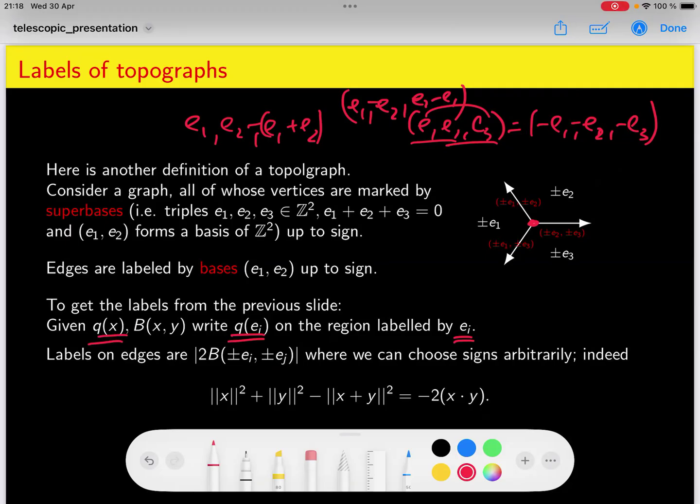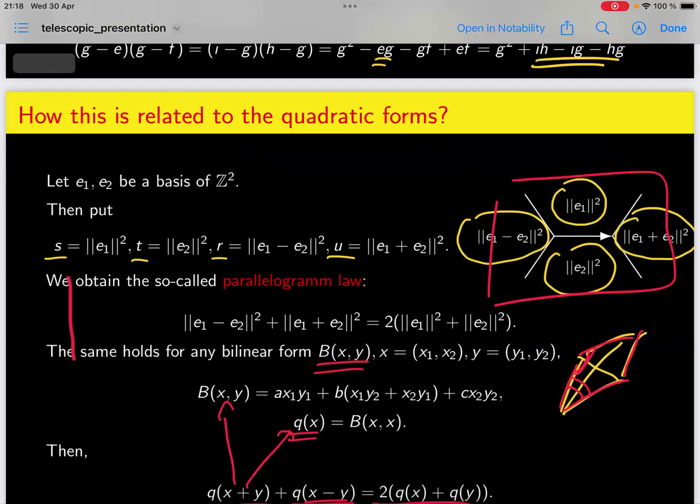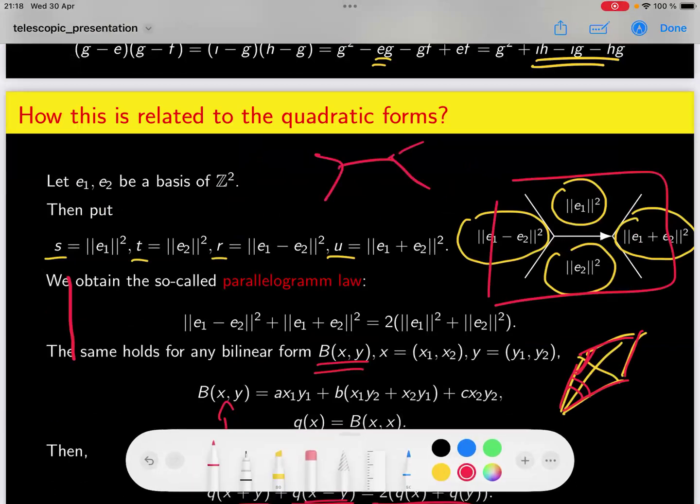Right, and then immediately you will have this property of the topograph as we discussed just above. So here you have E1, E2, E1 plus E2, E1 minus E2, and then I compute Q of all of them. And as I just discussed, immediately I have this property of arithmetic progression.